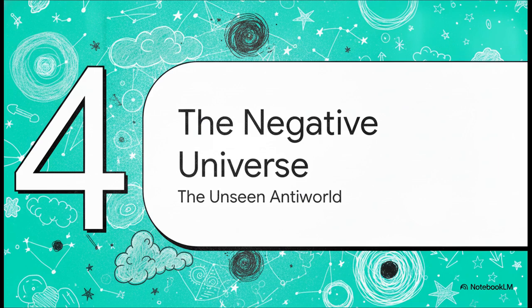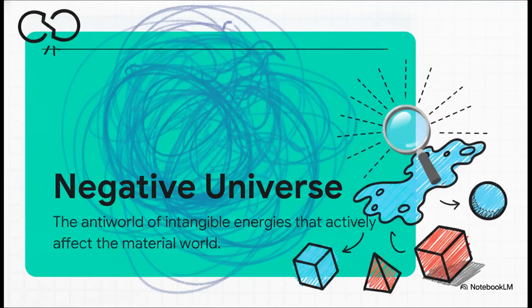All right, now we flip the script entirely. Section 4, the negative universe, the unseen anti-world. This is the mirror opposite of everything we just covered. The negative universe is defined as the anti-world. It's the realm of supermatter.